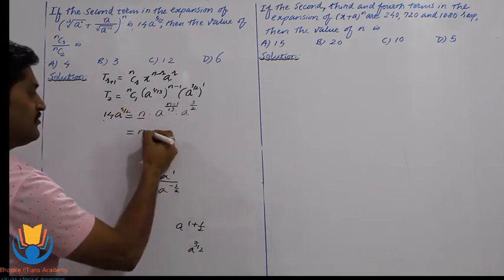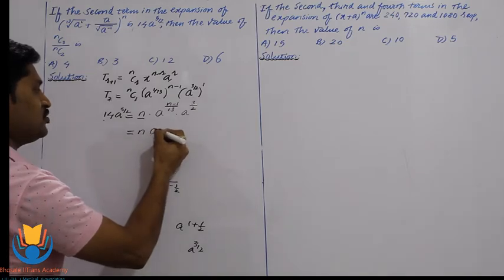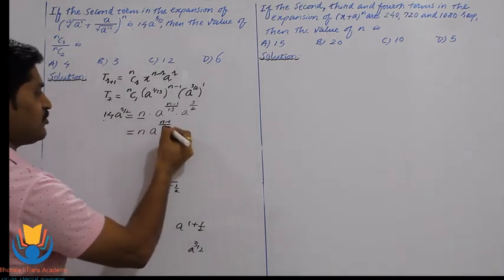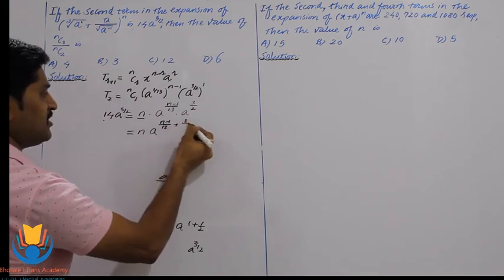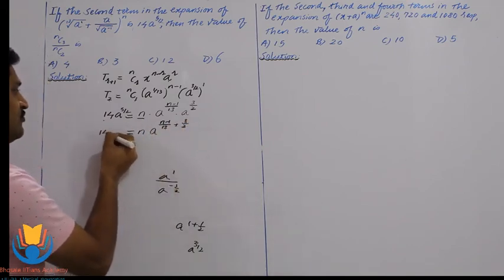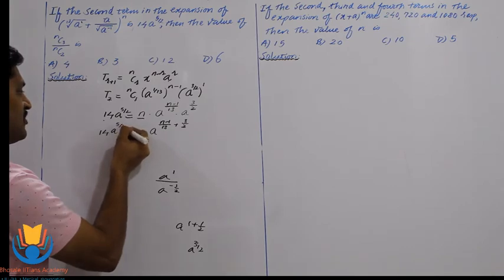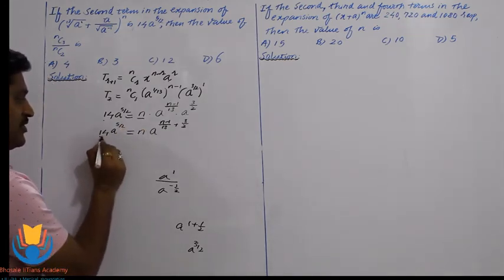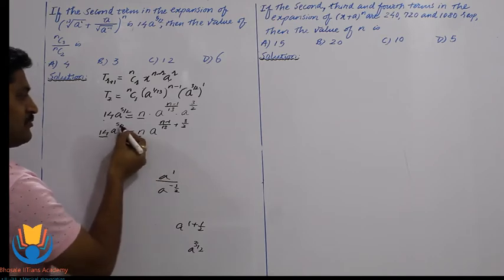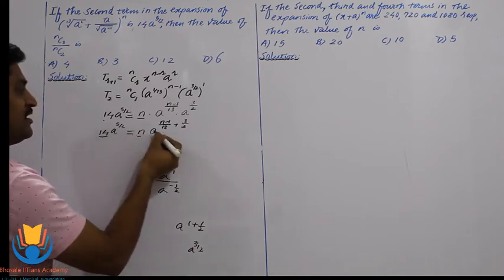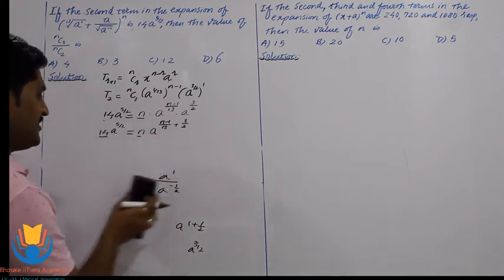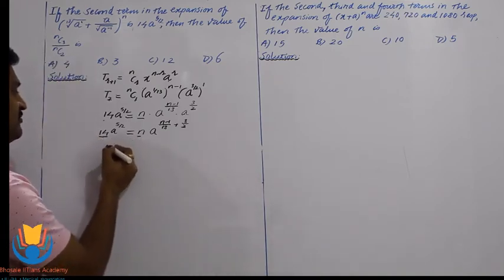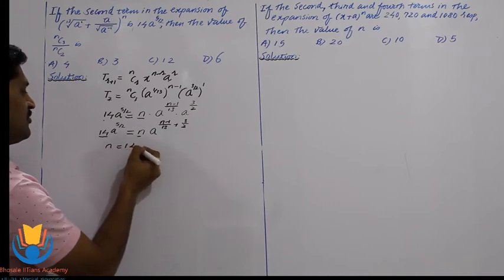So first we'll simplify those two indices, and here it is n minus 1 upon 13 plus 3 by 2, which is equal to 14 into a raised to 5 by 2. So there are two ways to find the value of n here. Either we can compare those two things, or we can compare the indices of a on both the sides. So it is better we will compare this coefficient with this coefficient. Therefore the value of n is going to be 14.